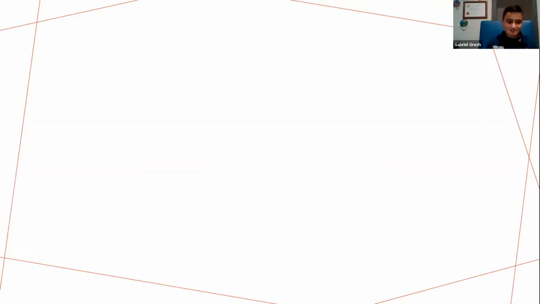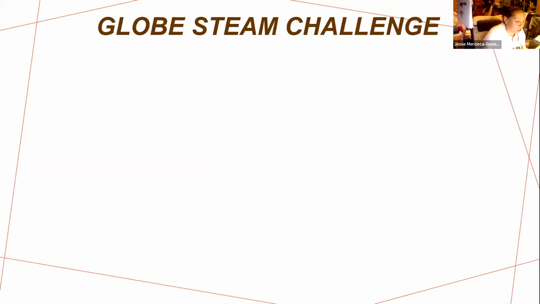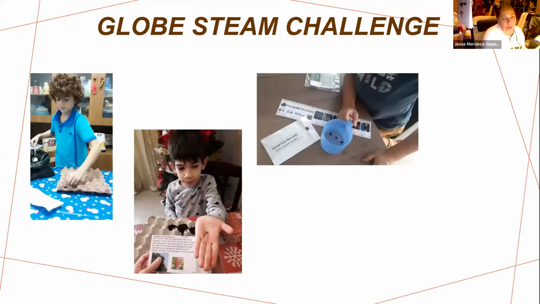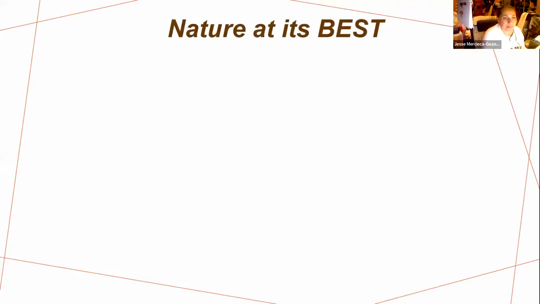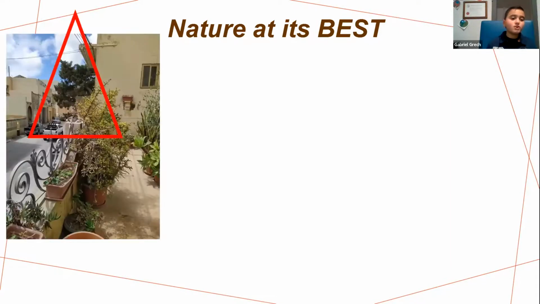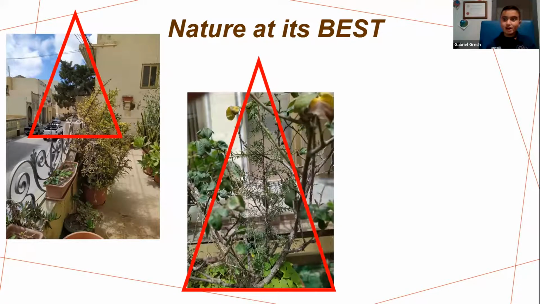GLOBE STEAM Challenge. We participated in the GLOBE STEAM Challenge, a national project between GLOBE Malta and Europe Direct. Even though we had saplings, unfortunately, our trees didn't grow. Nature at its best. As you can see, nature has a funny way of getting us to grow trees. This is Miss Jessie's rooftop garden, and a tree, the sun-dried gum tree, Sidrata in Maltese, the national tree of Malta, grew by itself in her pots.